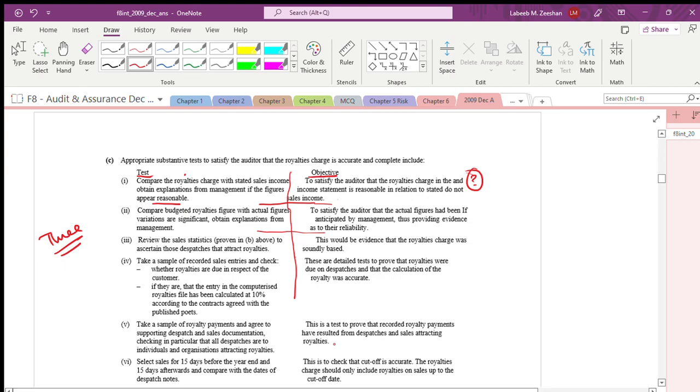Review the sales statistics. Ascertain those dispatches that attract royalties. This would be evidence that the royalty charges are soundly based.